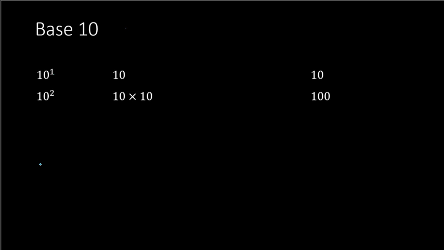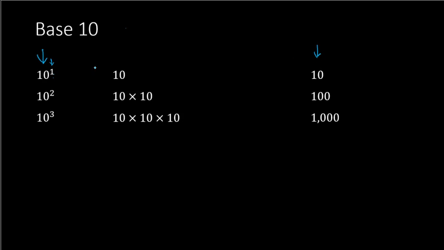Now what if we had 10 cubed, or 10 to the third power? Well, this means we have three 10s multiplied together. 10 times 10 is 100, and then times another 10 would be 1,000. Now before we keep going, do you notice a pattern with this column and this column? More specifically, do you notice a pattern with the exponent and with the number of zeros?